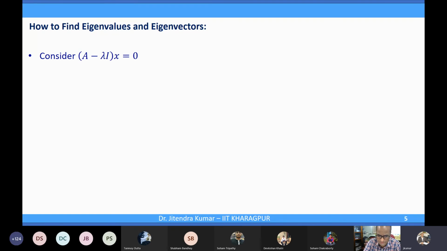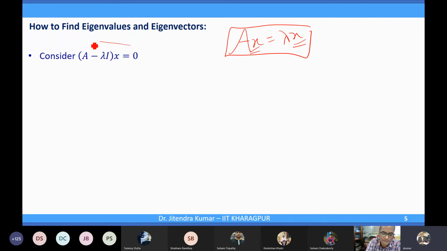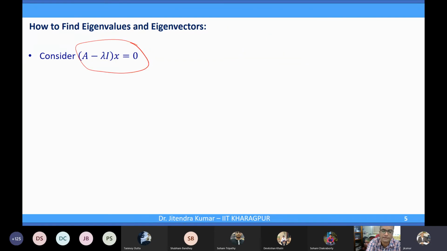Consider this equation, this is the most fundamental definition: Ax is equal to lambda x. We start with this because that is the relation we have for eigenvectors. Ax is equal to lambda x means that A minus lambda I times x is equal to 0. This is the relation between eigenvalues, eigenvectors and the matrix. The question is now that we have two unknowns, lambda and x. We want to find lambda and we want to find x.